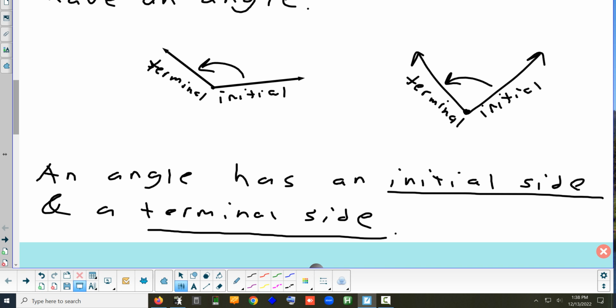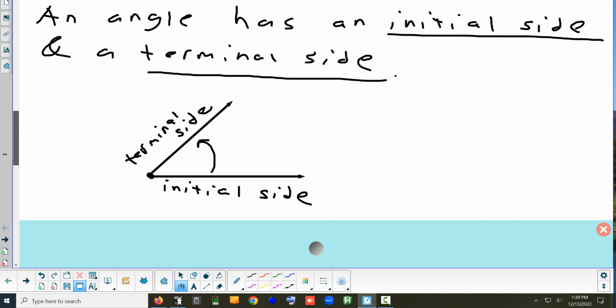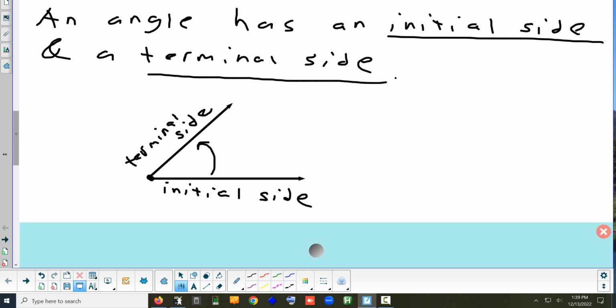Generally, we like the initial side to be horizontal. If we're going to draw an angle, we don't want the initial side kind of pointing up on an angle. We want it flat. Okay, but that's how you can tell which side is which. Go between the rays and then rotate counterclockwise. Here's another example. That's how you would normally want to draw it. That's the best way to do it. Keep the initial side horizontal, rotate counterclockwise. Where you start is the initial, where you end is the terminal.